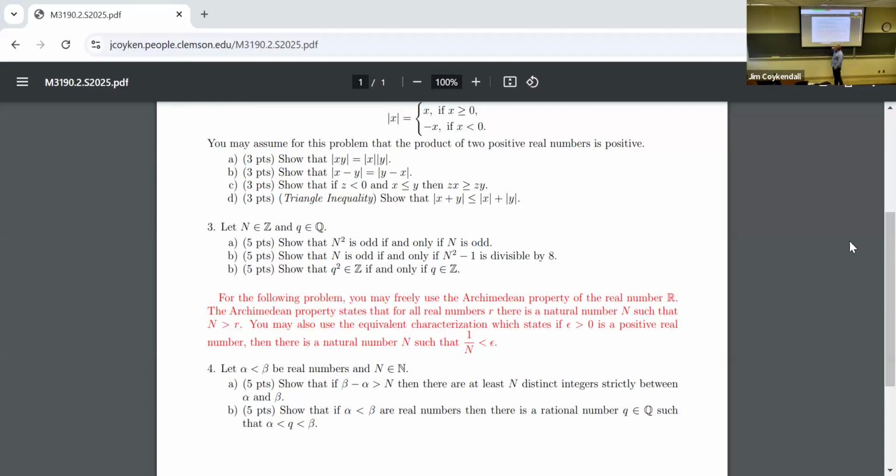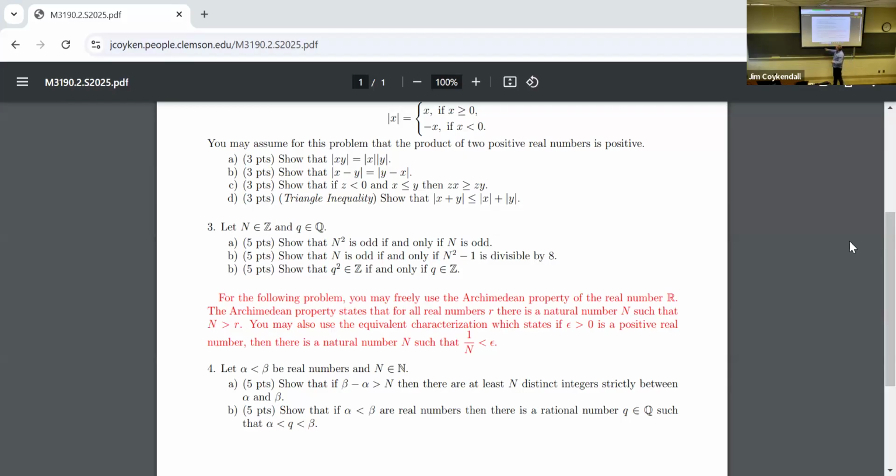This is a twist on something that I mentioned the other day, but this is kind of a warm-up. You're going to need this, or you might anyway. Show that if alpha and beta are real numbers and the difference is bigger than the natural number n, then you can squeeze at least n distinct integers between alpha and beta. So if beta minus alpha is bigger than 7, then between alpha and beta, I can fit at least 7 integers. Right. That's the warm-up.